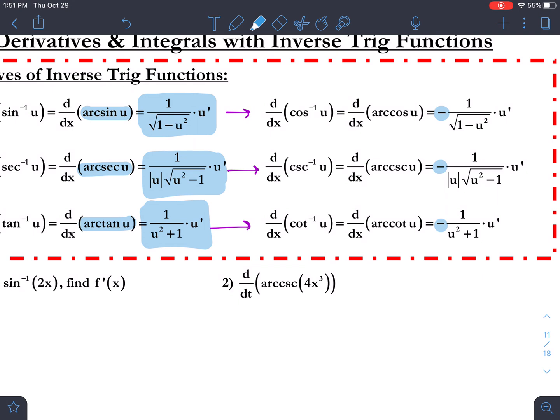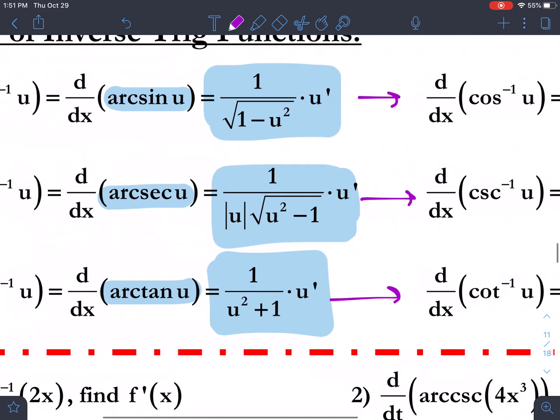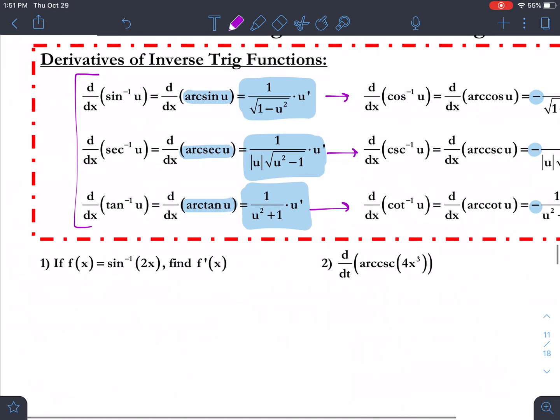The other three, as long as you know what they're paired up with, like I said, it's cofunctions: sine and cosine, secant and cosecant, tangent and cotangent. If you know that, then you'll see that we just have a negative out front, and those are the only three you have to memorize. So when we talk about u, this letter u, this is whatever we're taking the arc sine of, arc secant of, it's that inside piece. All right, so we're going to try some of these, and then we'll try some integrals with this as well.